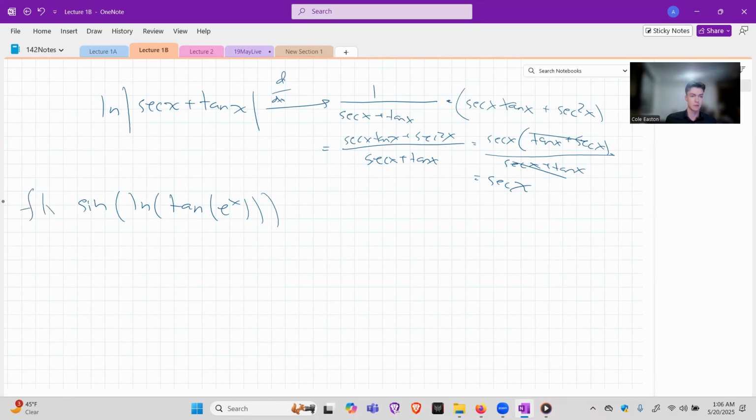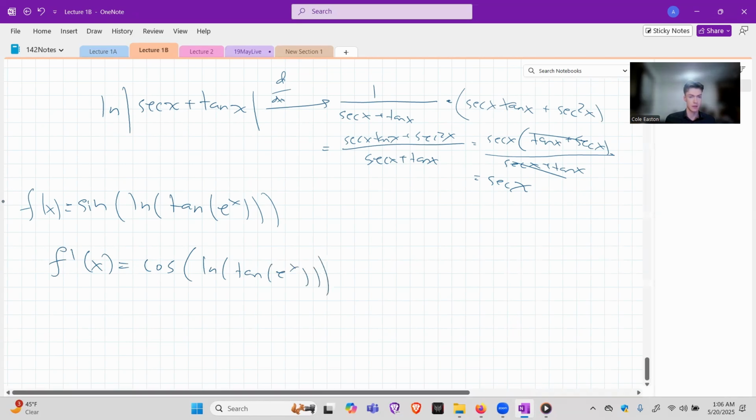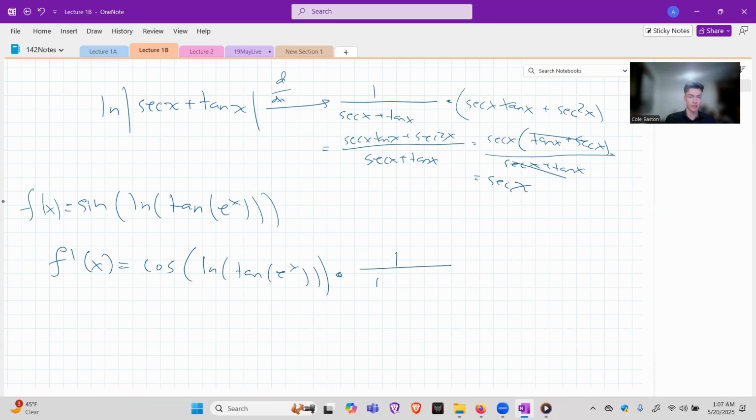Okay. And here's going to be our last chain rule example. So if f of x equals this, then f prime of x equals, so the derivative of sine is cosine of whatever we had inside. So that's cosine of ln of tangent of e to the x, times, we're going to move in. So now we're taking the derivative of ln. It's going to give me 1 over whatever I had inside. So that's tangent of e to the x.